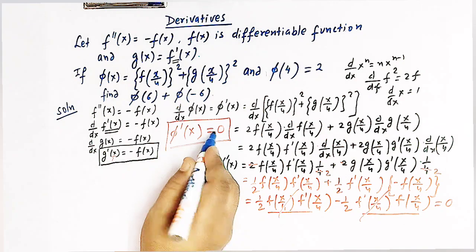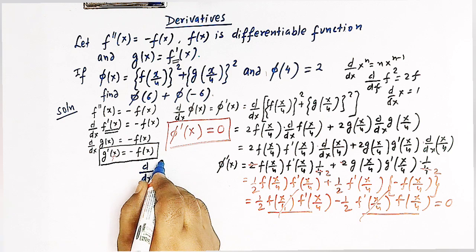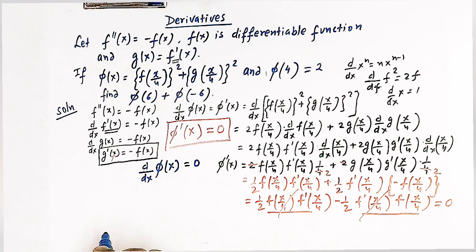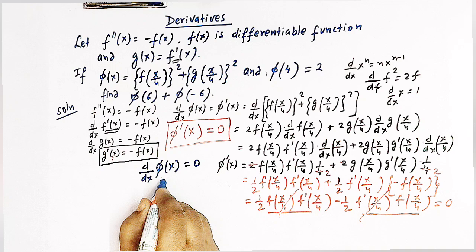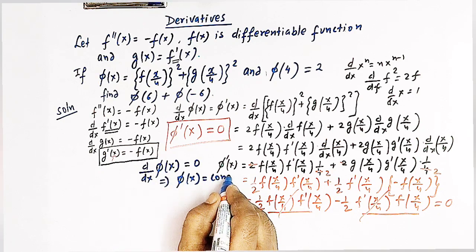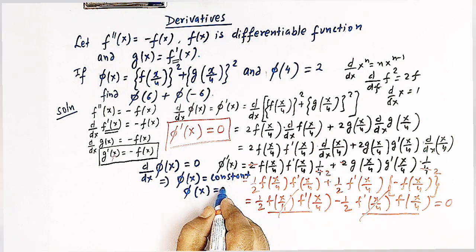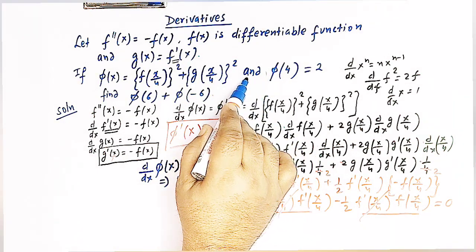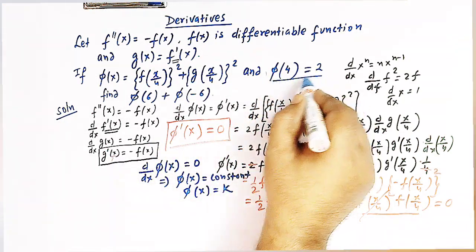So now f'(x) is equal to 0. So this suggests that d/dx of phi(x) is equal to 0. And we know that if the derivative of a function with respect to the variable is equal to 0, then the function is said to be a constant function, right? So phi(x) is a constant function, and we can now write phi(x) is equal to some constant, say k, right? And here we can see that we are given that phi(4) is equal to 2. So now it is time to use this result.